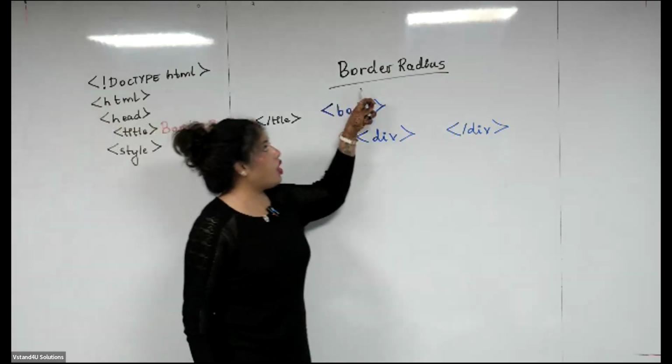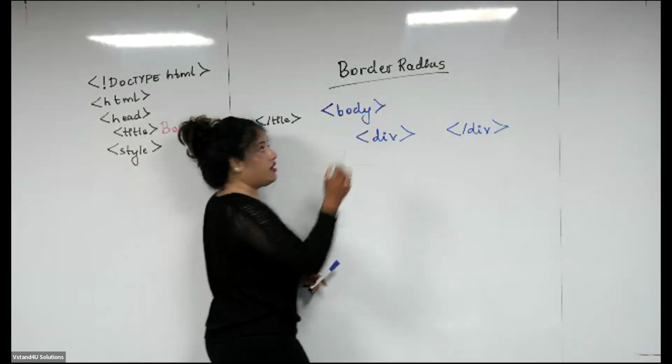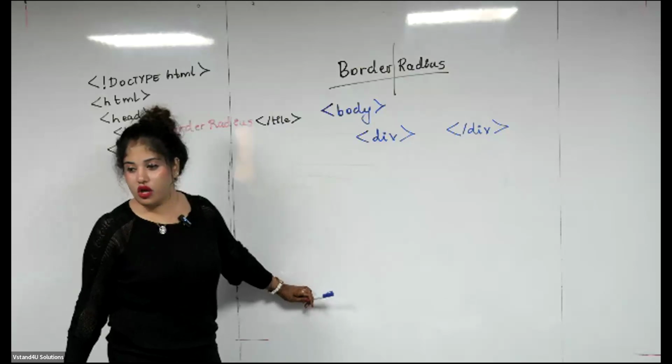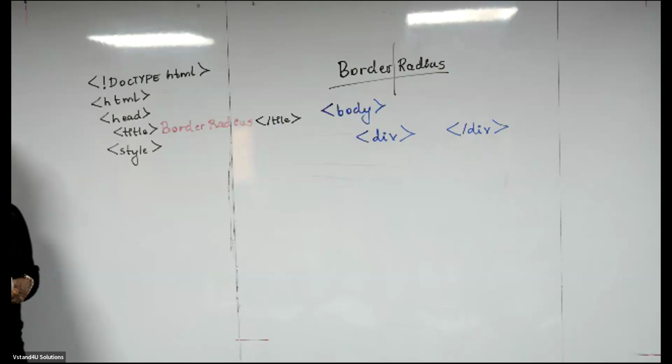It's saying border radius. So first of all, I have to give the border to it. Yes or no? So now let me go inside the style tag.